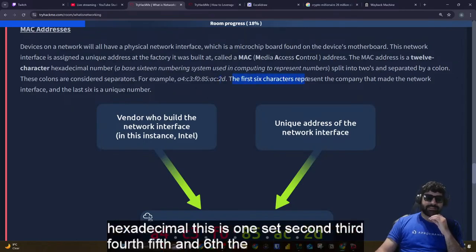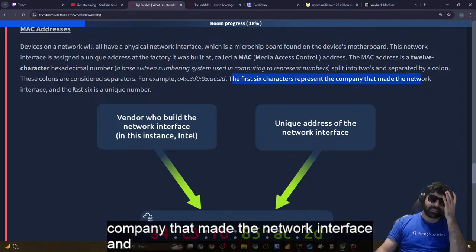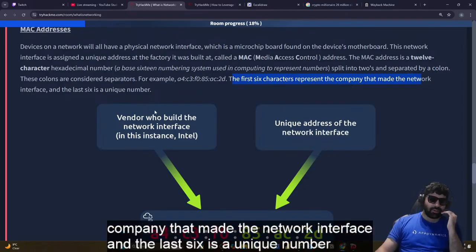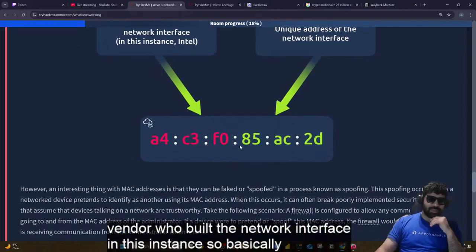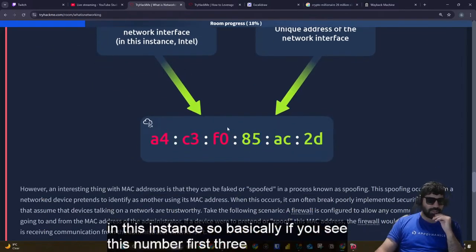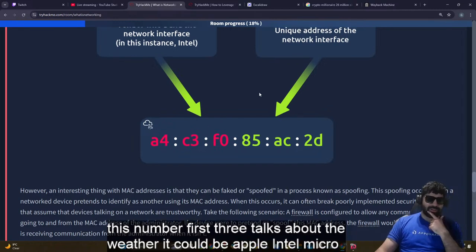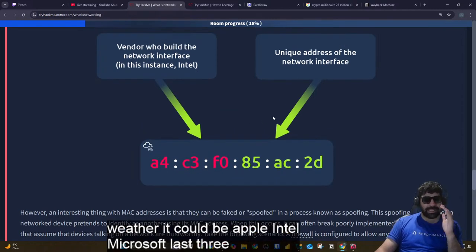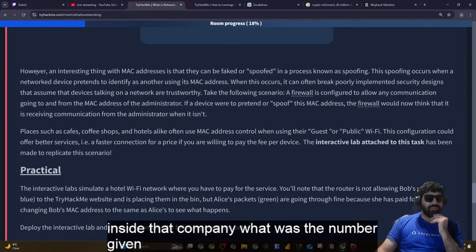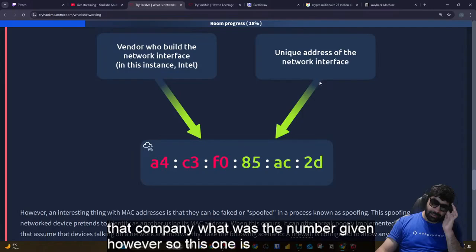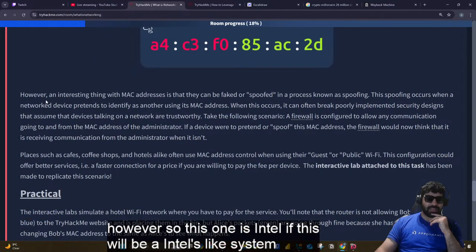The first six characters represent the company that made the network interface, the vendor, and the last six are a unique number. So basically, the first three pairs talk about the vendor. It could be Apple, Intel, Microsoft. The last three are the number that company gave that interface. So this one is Intel, an Intel system or interface.